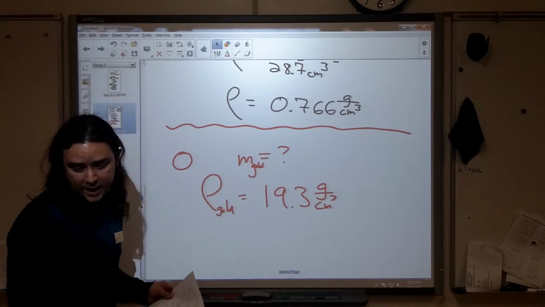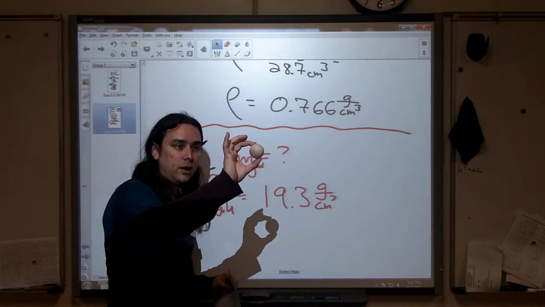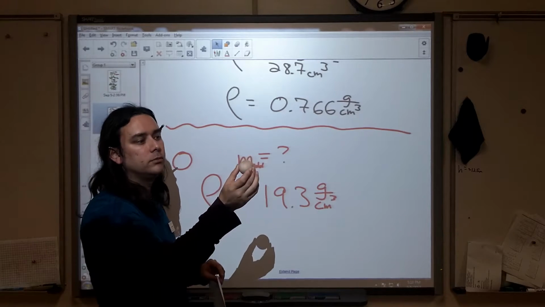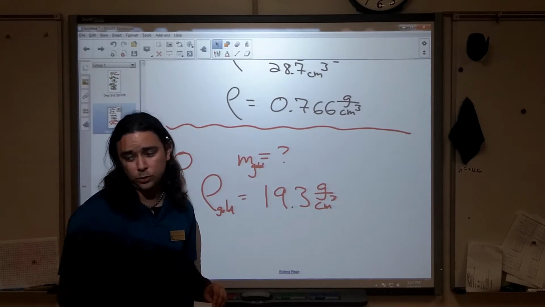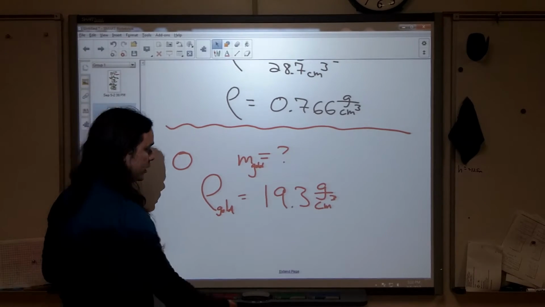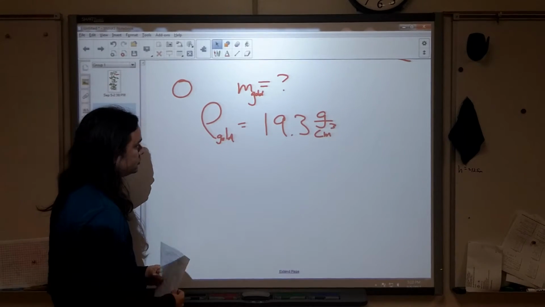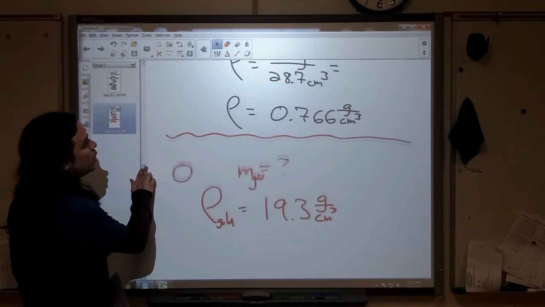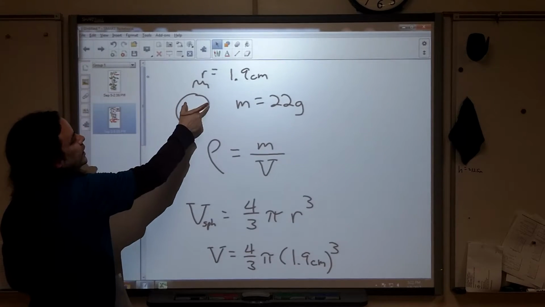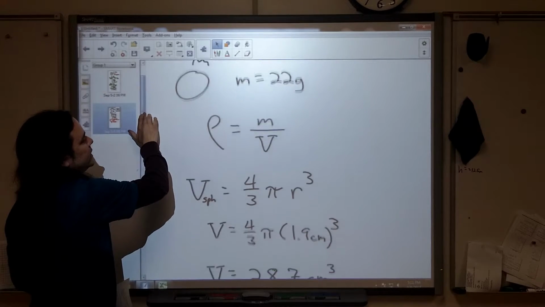In fact, we're going to find out if we had an object about this size, roughly, made of gold, how heavy it would be. It won't be 22 grams. That's way too light. All right. Here's what we're going to do. We know it's the same size, so we can go back up. We know that it has a radius of 1.9 centimeters.